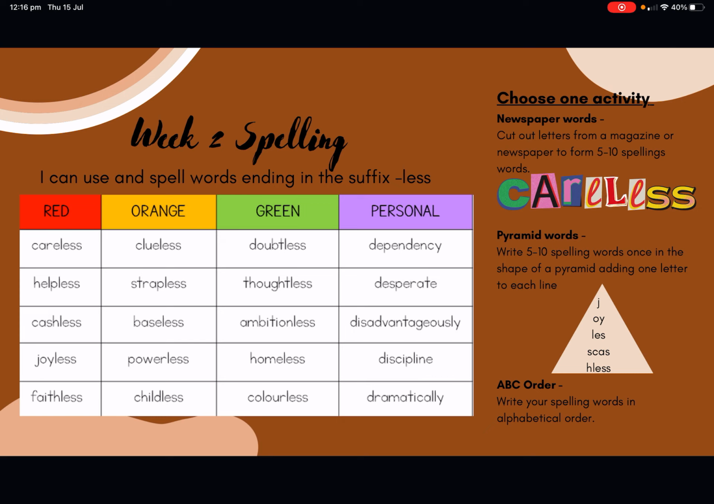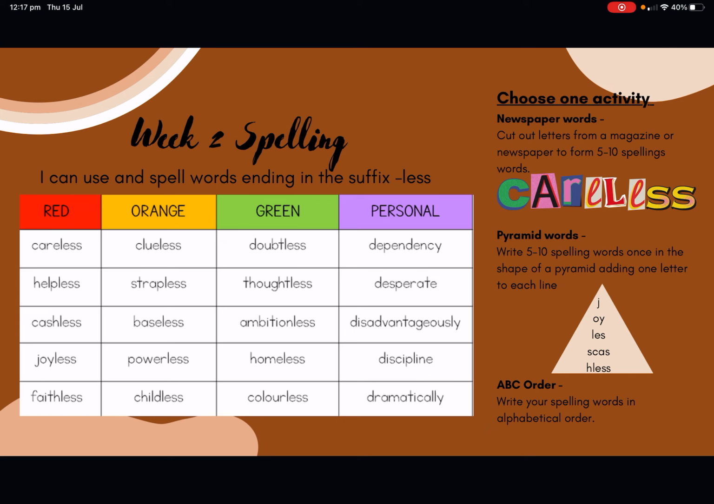These words are all derived from the NAPLAN vocab spelling list, and a lot of them also link in with our geography content that we will be learning later on in the term. These words are dependency, desperate, disadvantageously, discipline, and dramatically. Now, for Monday today, you only need to choose one activity to complete. Obviously, if you want to do all three, that is fantastic, but all you are asked to do is just do one.